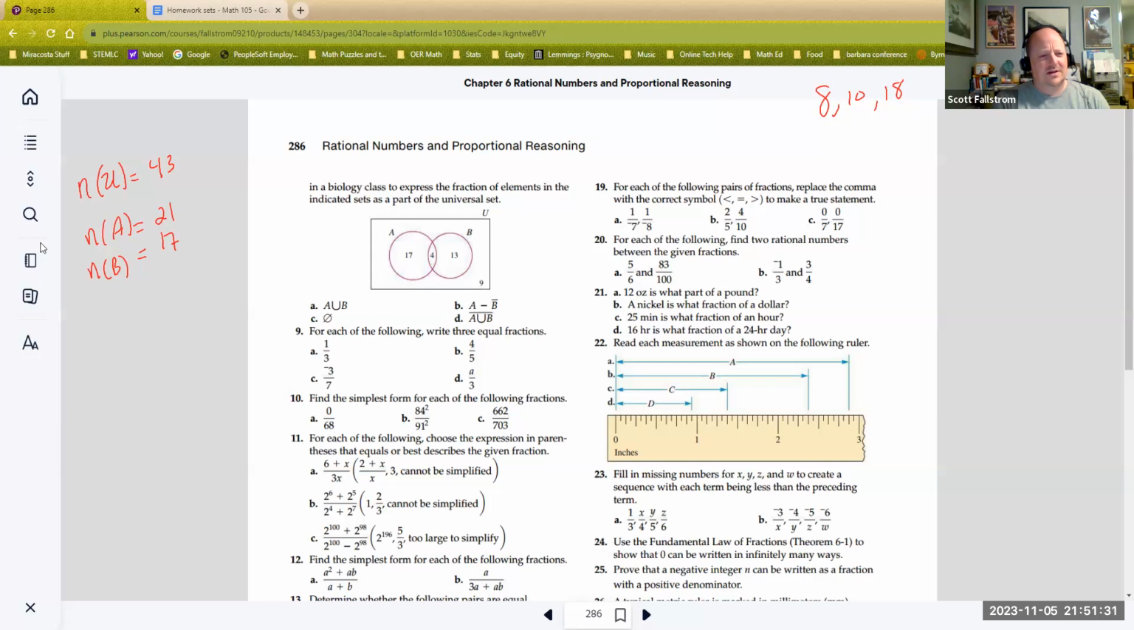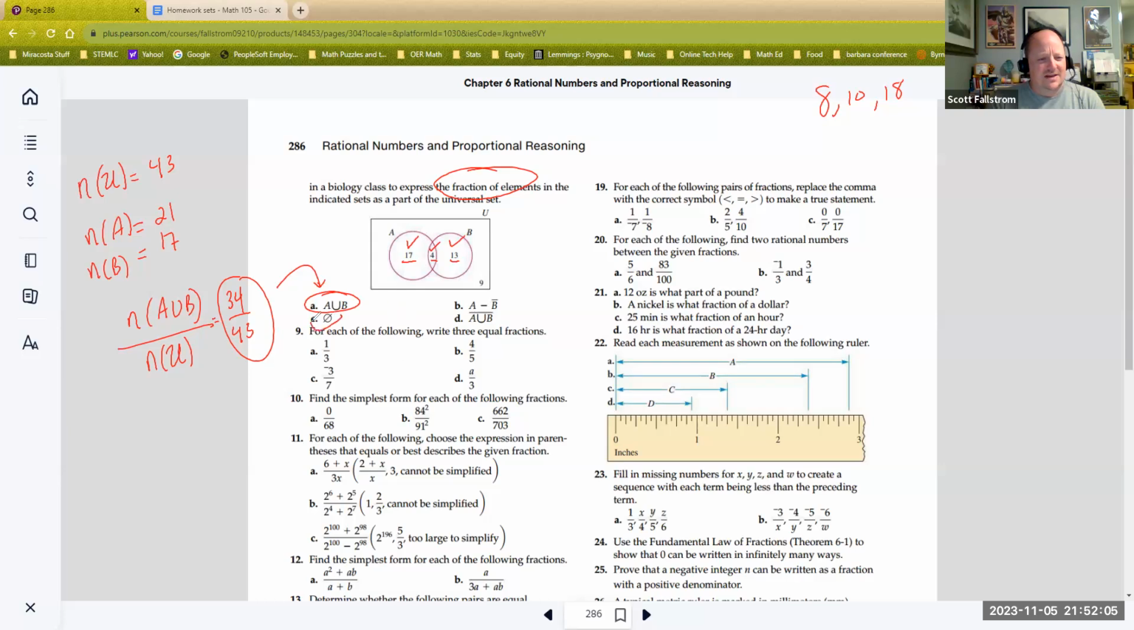Okay, so it says the fraction of elements in here. So what we really want is the number of things in A union B divided by the number of things in the universe. Universe has 43. How much is in the union? Well, you can look at the picture to discover the union. Remember, union is A or B. So that would be any of those three numbers. So 13 and 4 is 17, plus another 17 is 34. So I could write that as a fraction for part A.